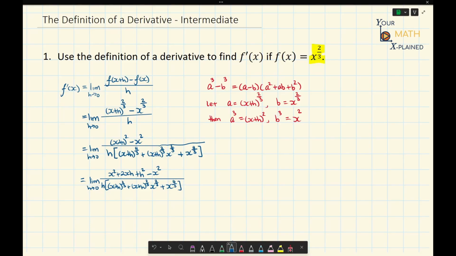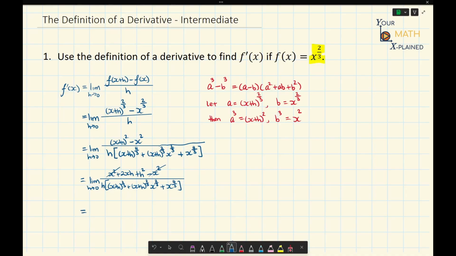So now we can see that for our numerator, we have an x squared term minus an x squared term. So that means they're going to cancel out. And then the two terms that we're left with both have at least one h in there. So that means we can go ahead and factor that out.